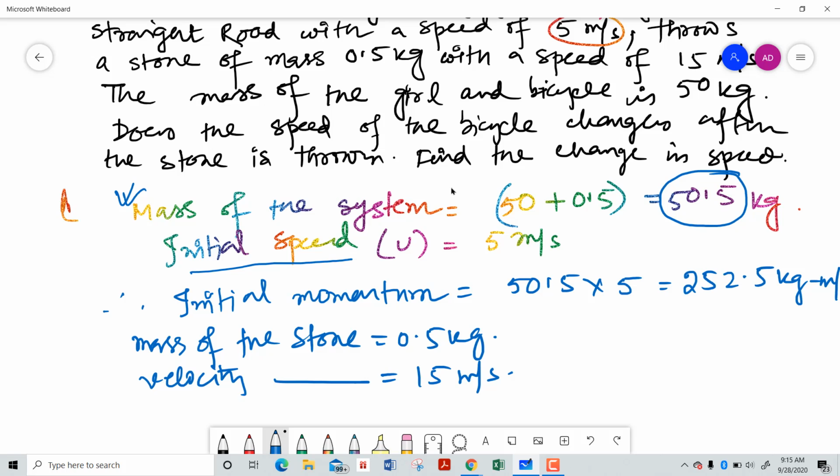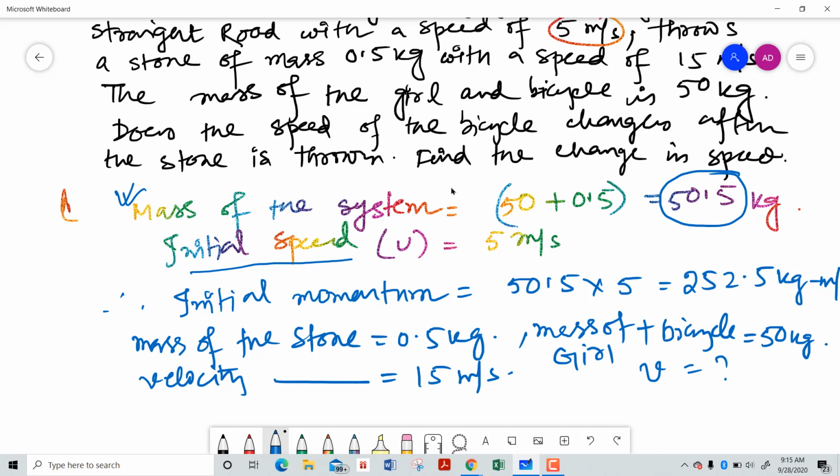And after throwing that stone, the mass of the girl plus bicycle is equal to 50 kg, right? And they will acquire a new velocity, and that velocity we don't know. We have to find out the change in velocity by the law of conservation of linear momentum. So what do you know about it? Let's calculate the final momentum and see what happens here.